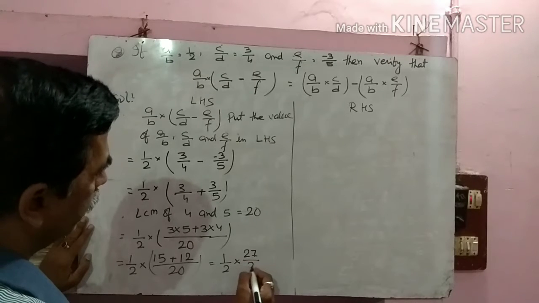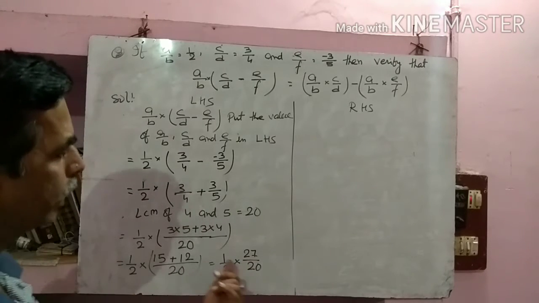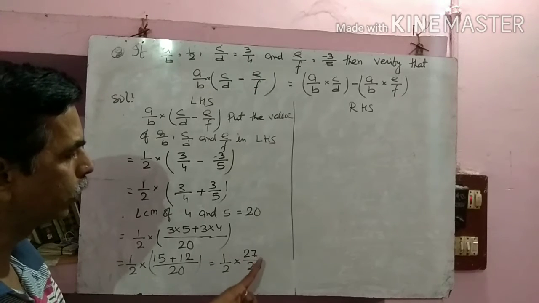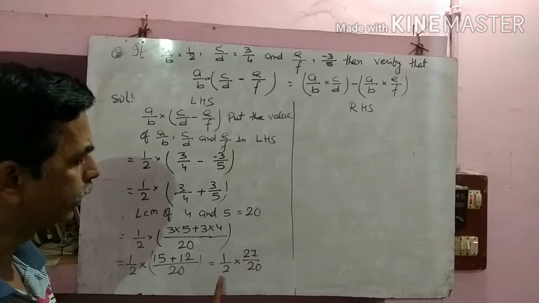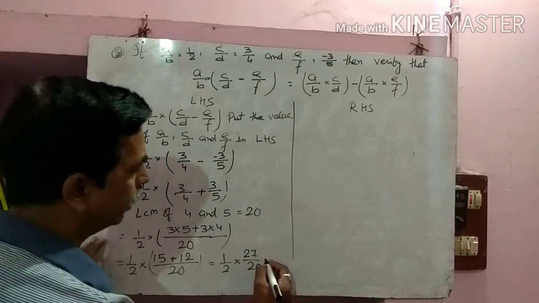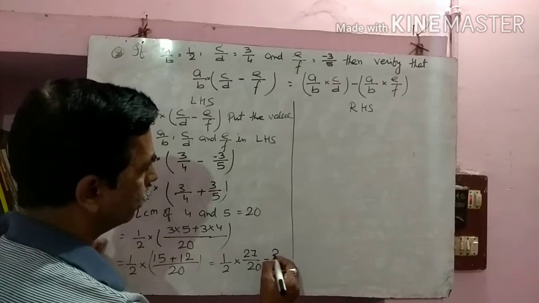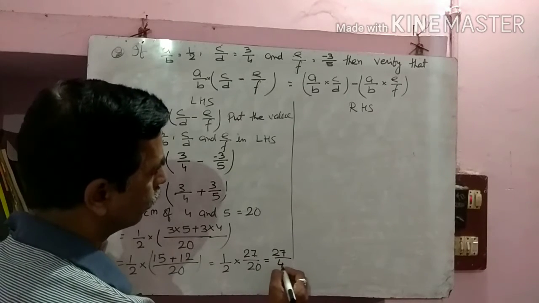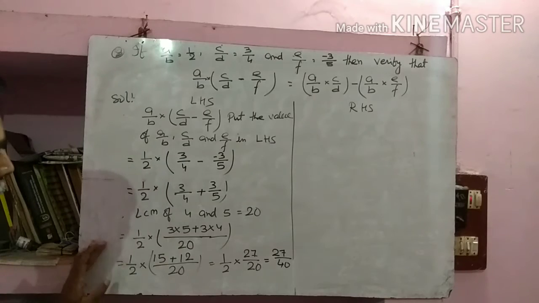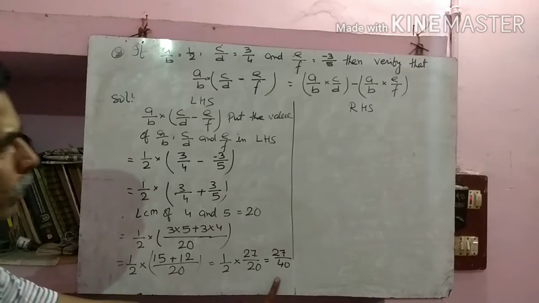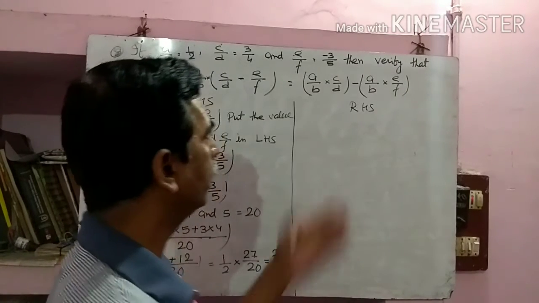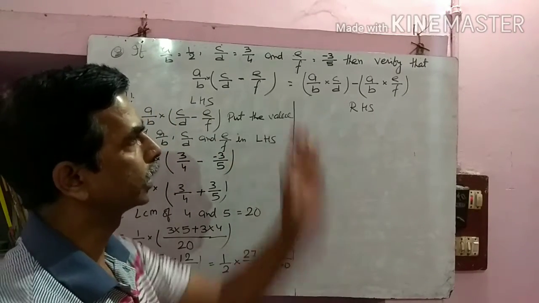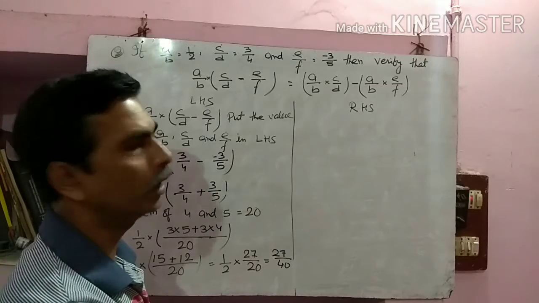Here is a sign of multiplication, that's why we can multiply numerator with numerator and denominator with denominator. Finally 27 into 1 becomes 27 and 2 into 20 becomes 40. So LHS is equal to 27/40. Let's see whether RHS is equal to 27/40, whether this is satisfied or verified or not.